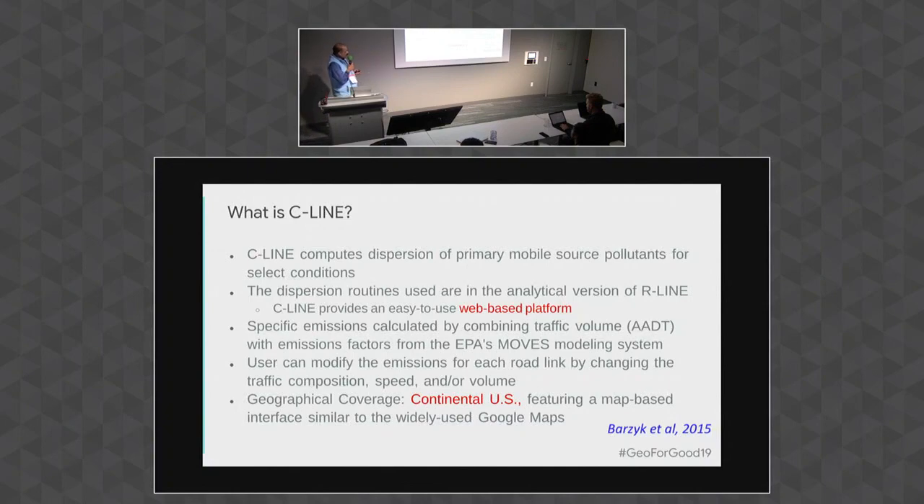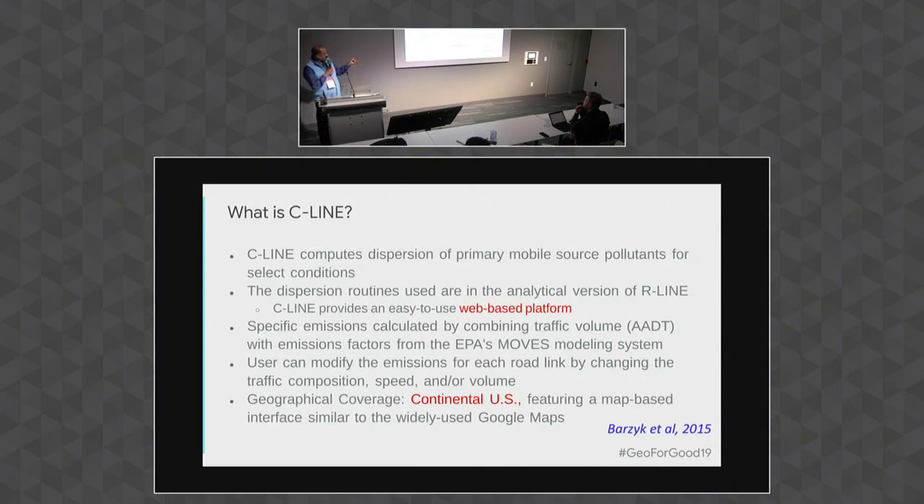We estimate emissions as a function of two inputs. One is traffic activity, which comes from the AADT from the US DOT, or annual average daily traffic. We combine that with emissions factors from the EPA's MOVES model. So number of vehicles times emissions factors gives you emissions. And then the users can modify the emissions for each road link by changing the traffic composition, speed, or volume. So the idea was to give users the ability to change things rather quickly and see what happens if you do this. The geographic coverage of this tool is the continental US, so you can go to this web-based browser and run dispersion for near road traffic pollution to get maps like what I showed earlier for anywhere within the US right now.